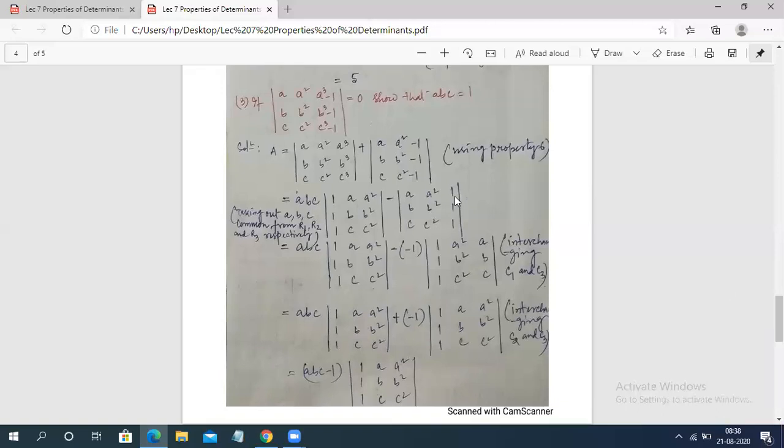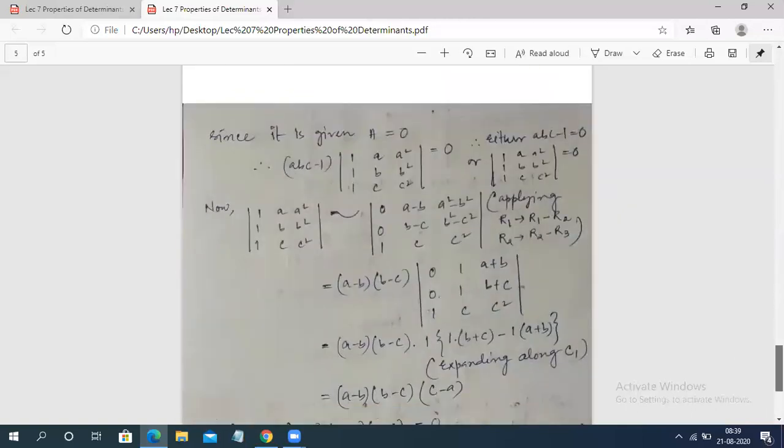Now it is given that this determinant value is equal to 0. We are considering this as A, and this determinant reduced to this form. So it is given that A equals 0, that means abc minus 1 times this determinant is equal to 0. So a product of two terms, so either this number is equal to 0 or this is equal to 0. Now if we consider this equal to 0, what will happen?